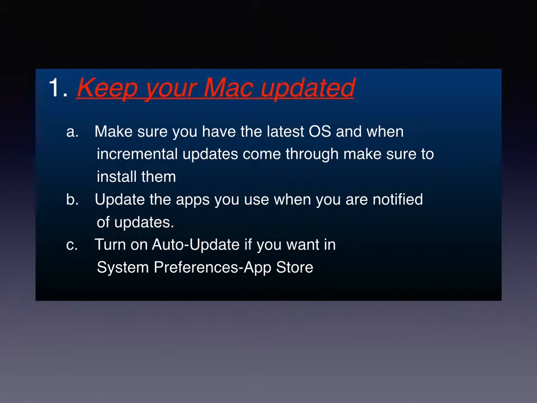Update apps that you use when you are notified of the updates, and if you want, turn auto update on if you want system preferences to just handle it for you. You do this by going into your computer system preferences and clicking on the App Store and turning auto update on.